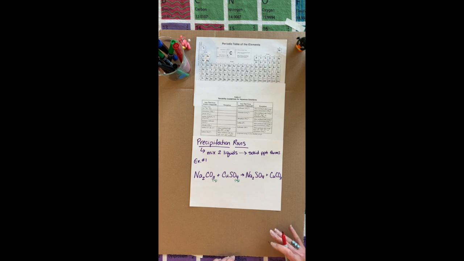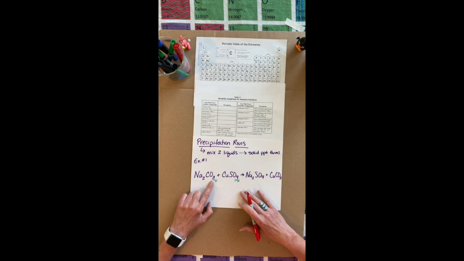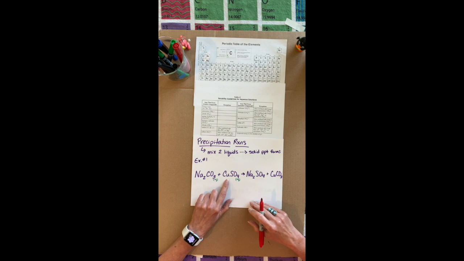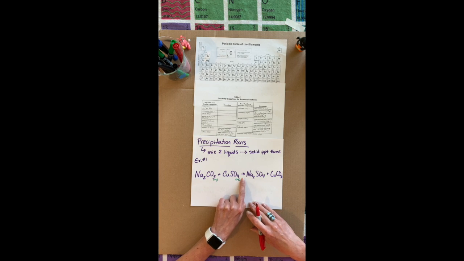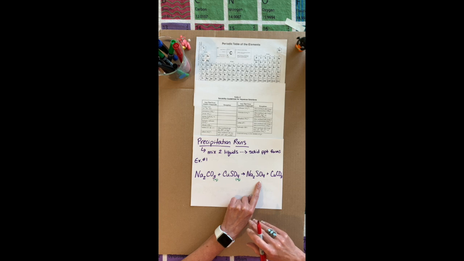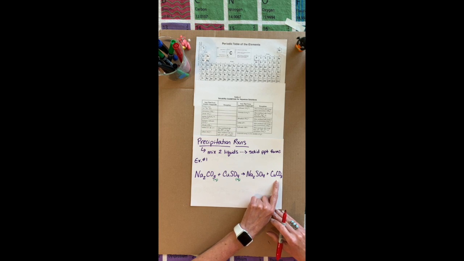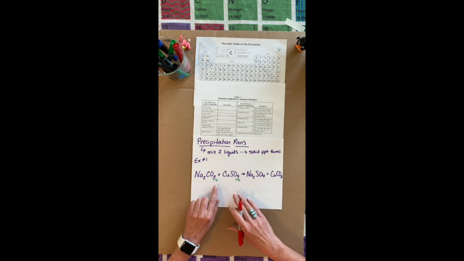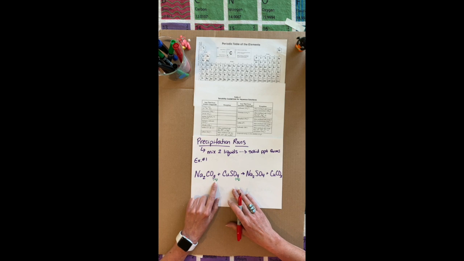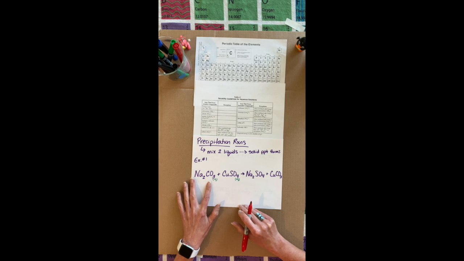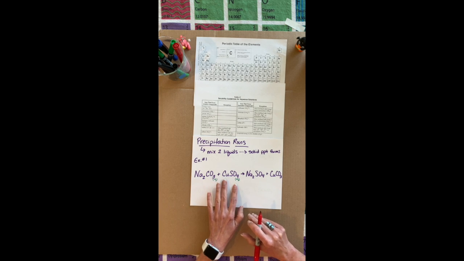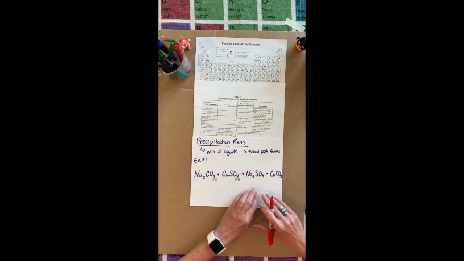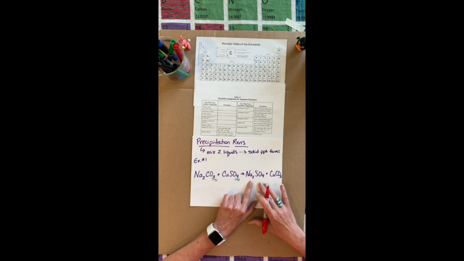Our first example is sodium carbonate reacts with copper 2 sulfate to yield sodium sulfate and copper 2 carbonate. You'll notice in fine print here, I've got AQ. These are aqueous solutions. When I mix these two liquids together, these are the products formed. Let's assess if one of them is a precipitate.